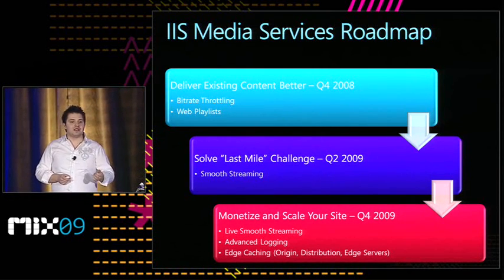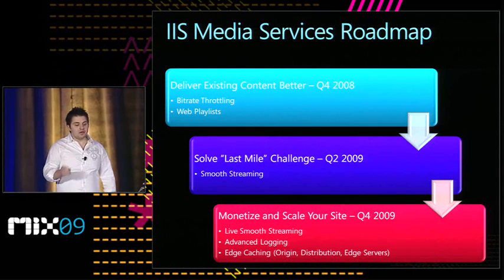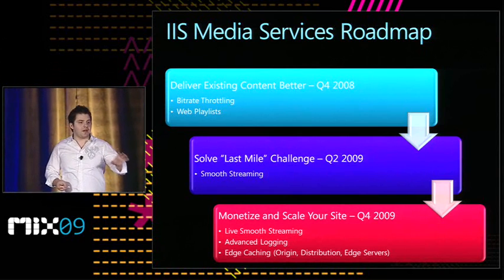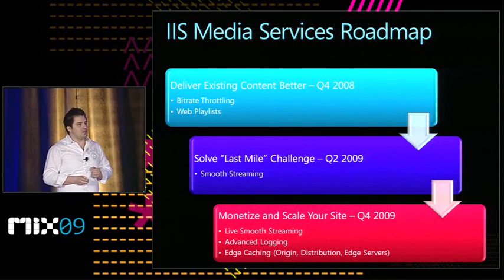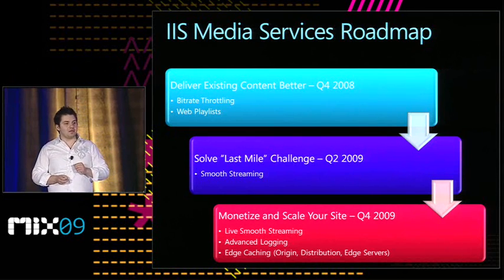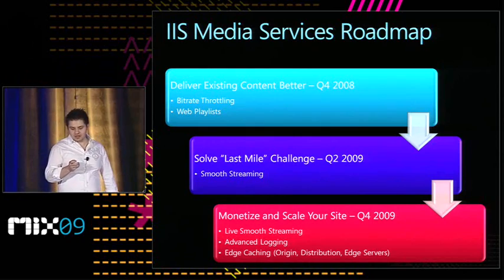Bitrate throttling and web playlists for delivering existing content better were released to web in the 4th quarter of last year. Smooth streaming was in beta in February and will be released in the 2nd quarter of this year. The live smooth streaming, advanced logging, and edge caching features we discussed are available as a beta as of yesterday, and we plan to release them around the 4th quarter of this year.